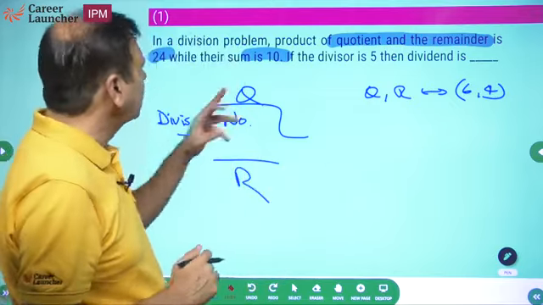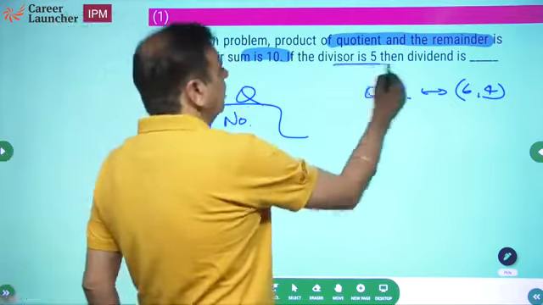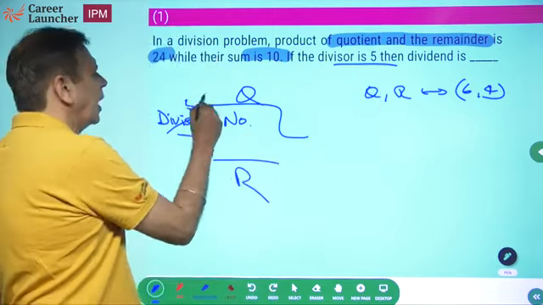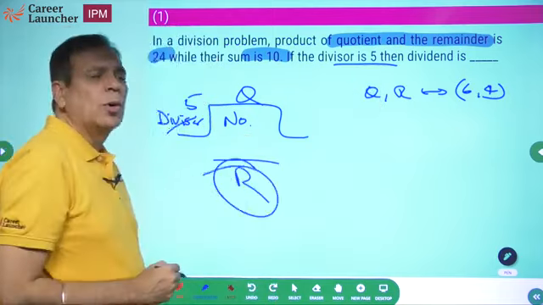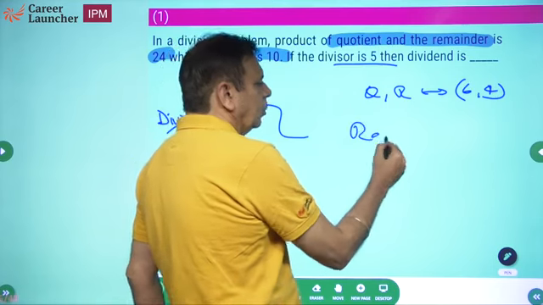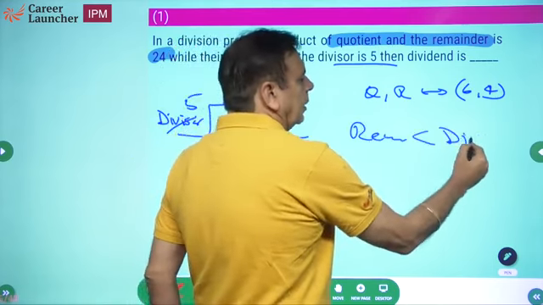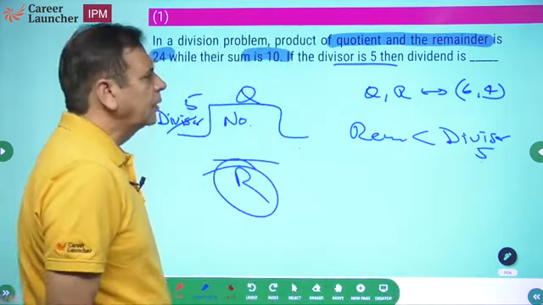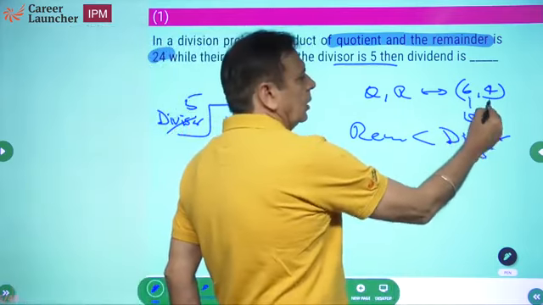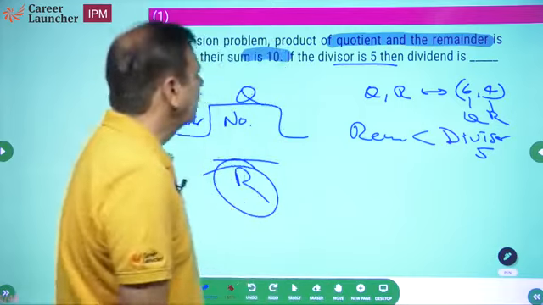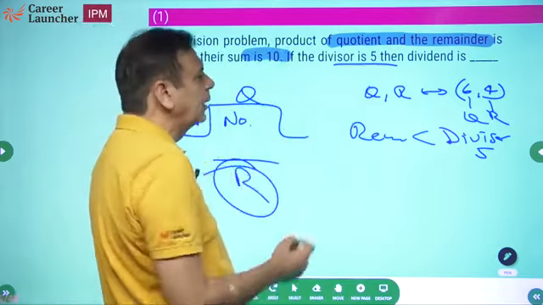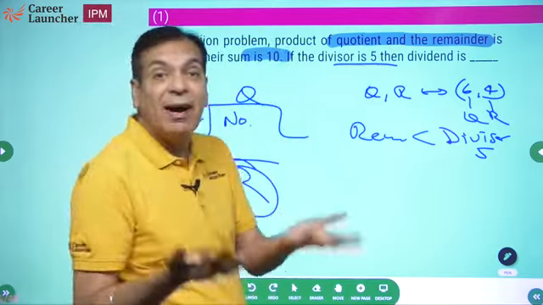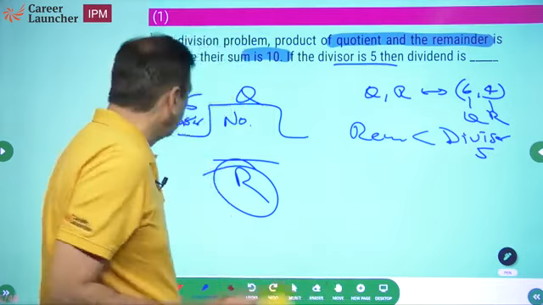Okay. Now what does it say? The divisor is 5. भैया अगर divisor 5 है, remainder तो 5 से कम होगा ना? Remainder has to be less than the divisor, which is 5. Okay. What does that mean? This is the quotient, this is the remainder. So what is the dividend, or the number, going to be? Dividend is the number that is getting divided. So what is dividend going to be?